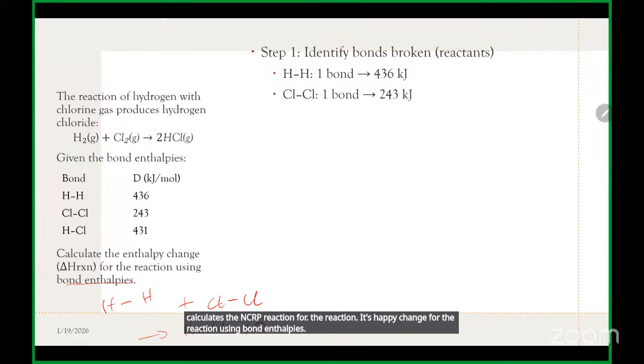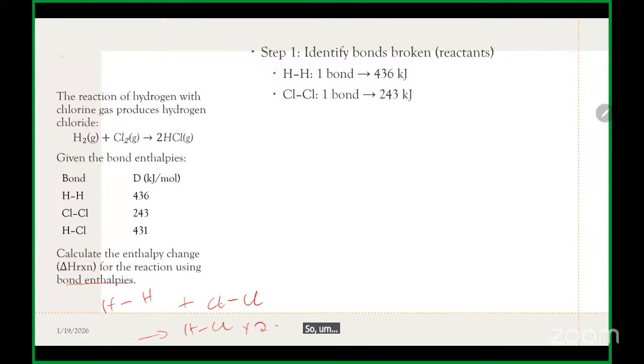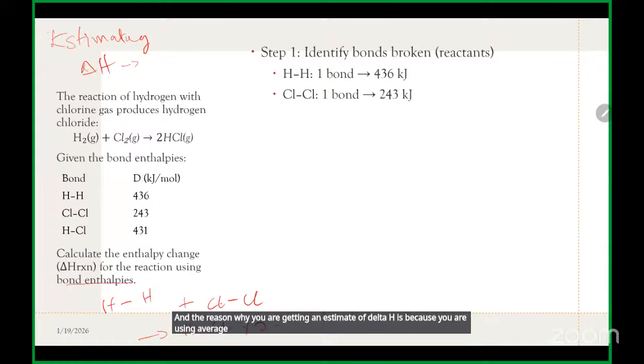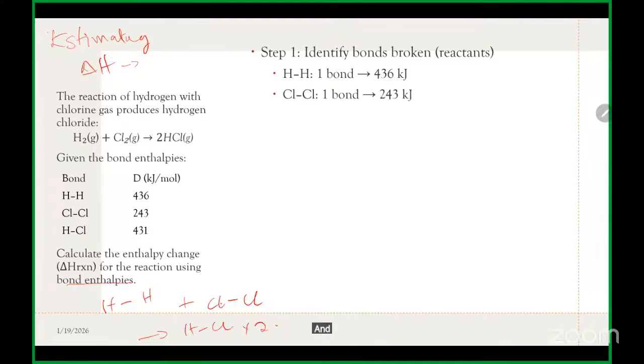One thing that is on that slide, but I think I did not mention it. When you're using bond enthalpies, you are only getting an estimate of delta H. The reason why you are getting an estimate of delta H is because you are using the average of several bonds, and that matters to the particular bond that you are thinking about.